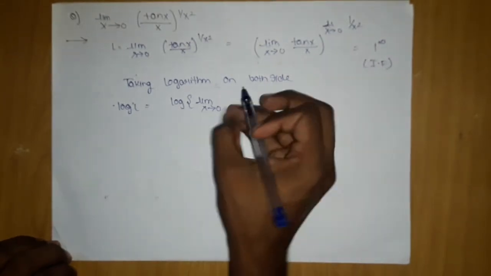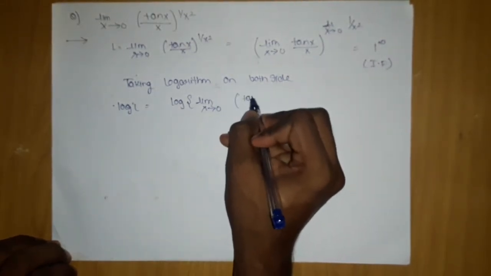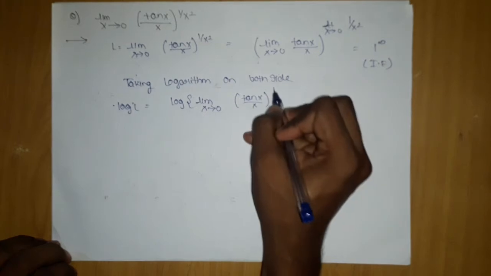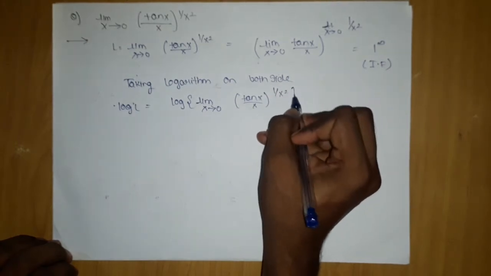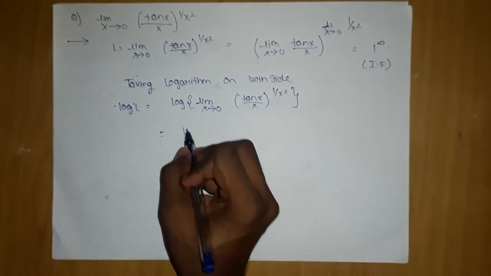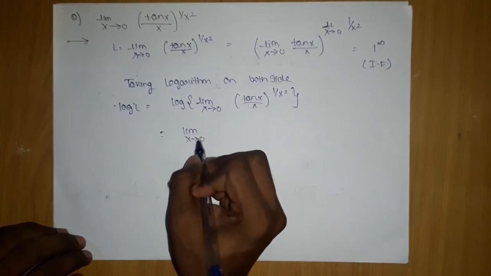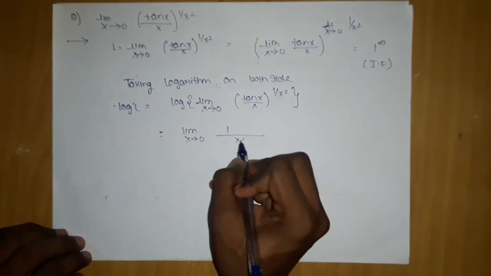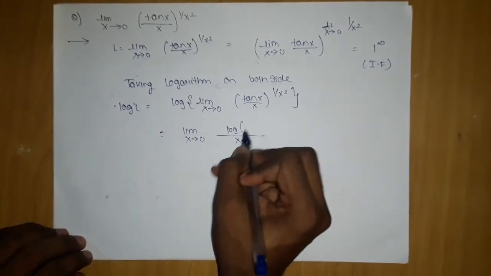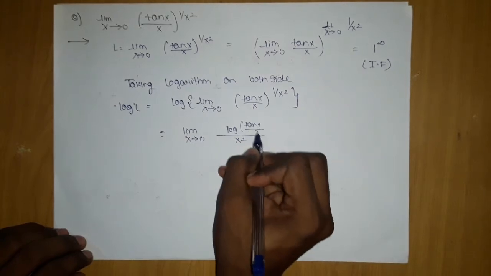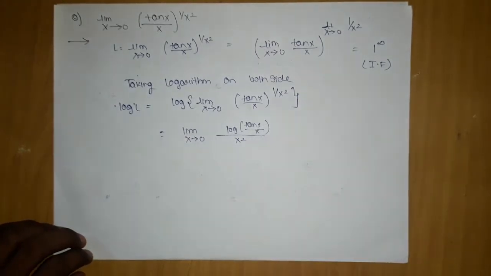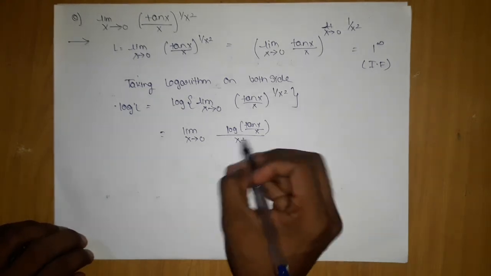Here I will keep the limit outside in the first step, then I will move the log inside. The power will come down. This will be log tan x by x. I have done that step directly, which I did in 2 steps in the previous problem. Now we are getting this.